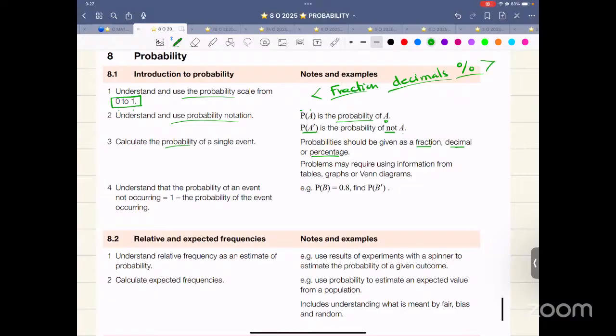Problems may require using information from tables, graphs, or Venn diagram. That means probability is also associated with sets and Venn diagram. So yes, they are connected. So I think in the list over there, a Venn diagram that falls into the category of numbers. So it's also related to probability.